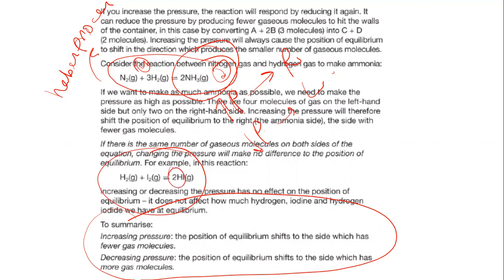Right? Now, what happens when you have an equation where the number of molecules are the same on both the sides? So over here, you have 2 molecules and over here, you also have 2 molecules. So when the molecules on the reactant side and the product side are the same, pressure will make no difference. So increasing the pressure or decreasing the pressure will have no effect on the equilibrium, because the number of molecules on both the sides are similar to each other. Is this making sense?